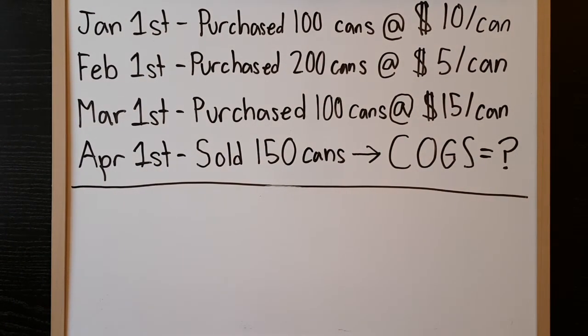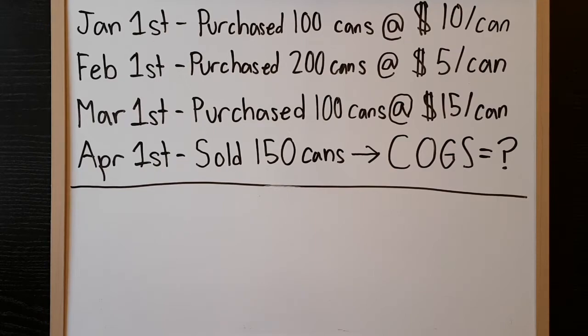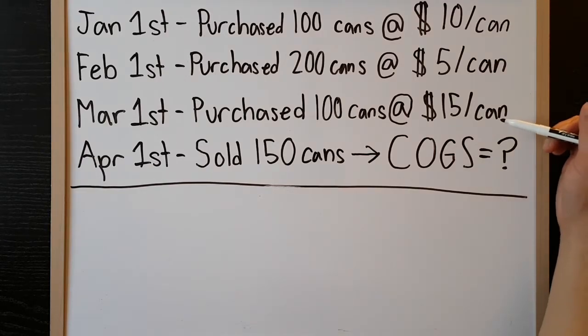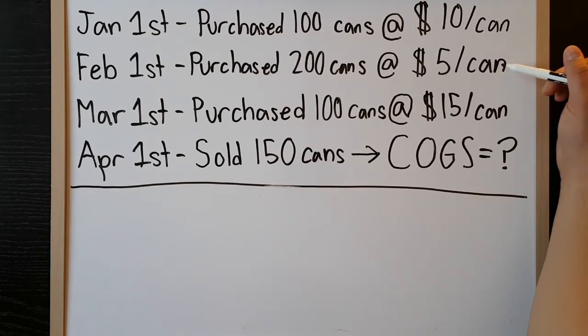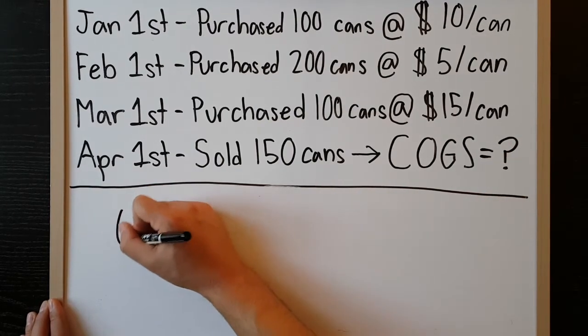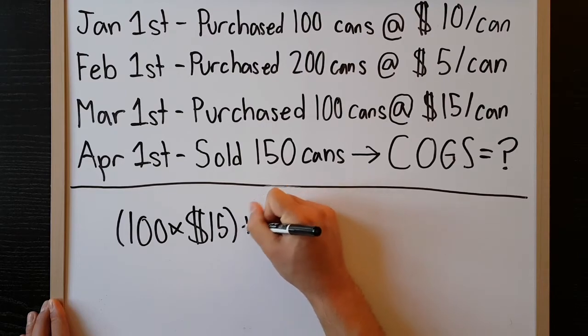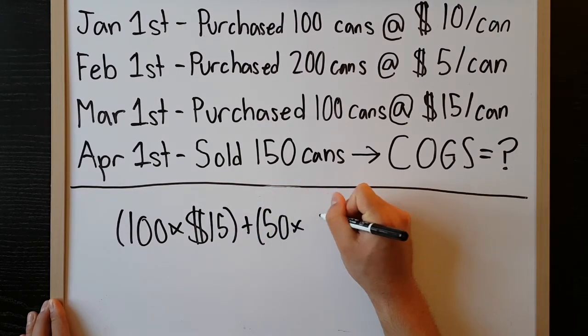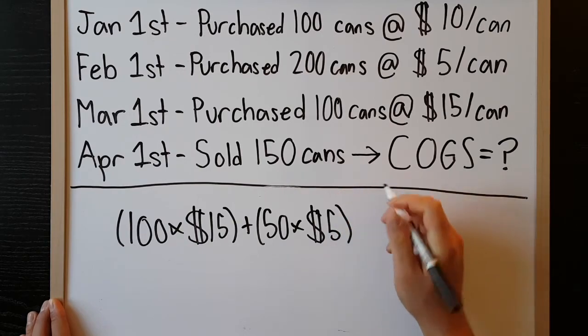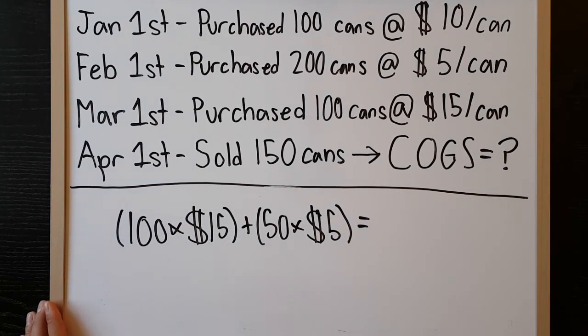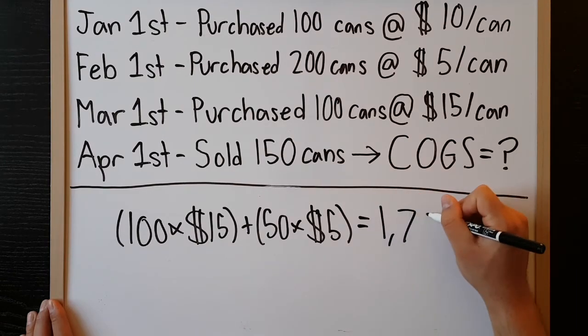Lastly, LIFO is similar to FIFO, only we assume we are selling the most recently purchased units rather than the earliest purchased units. So out of the 150 units sold on April 1st, we assume that the first 100 are the latest 100 purchased March 1st. The remaining 50 are from the next most recent purchase, that being the 200 units acquired on February 1st. Cost of goods sold can be calculated as 100 cans times $15 per can plus 50 cans at $5 per can, which gives us a total cost of goods sold of $1,750.